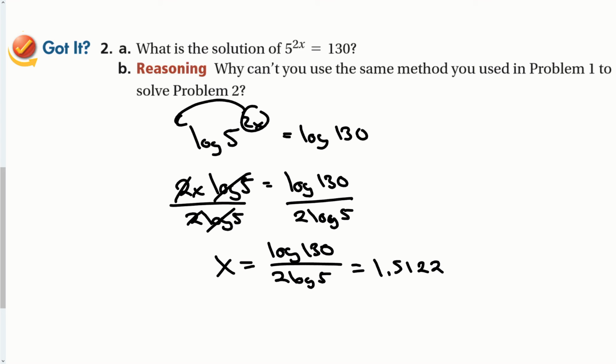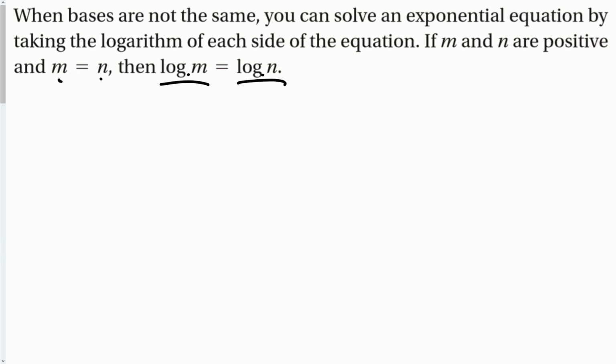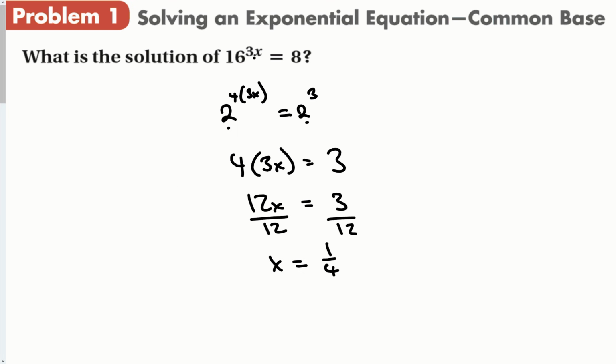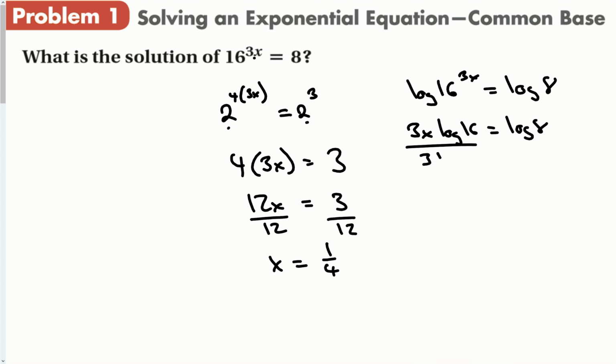Okay, so again, same base. This is easier. If you wanted to, you could take the log of both sides and still get the same answer, same technique. 3x log 16 is equal to the log of 8. Divide out the 3 log 16. And x, plugging this into a calculator, you're still going to get 0.25, or 1/4 if your calculator spits out a fraction.